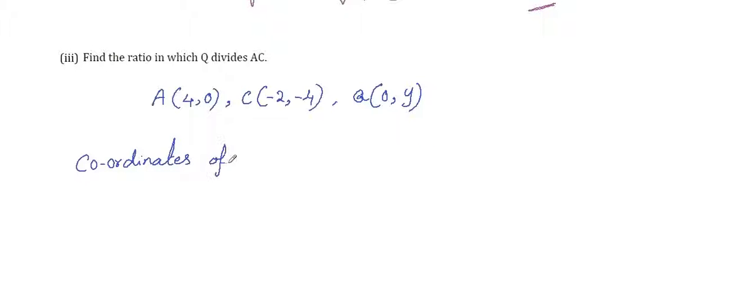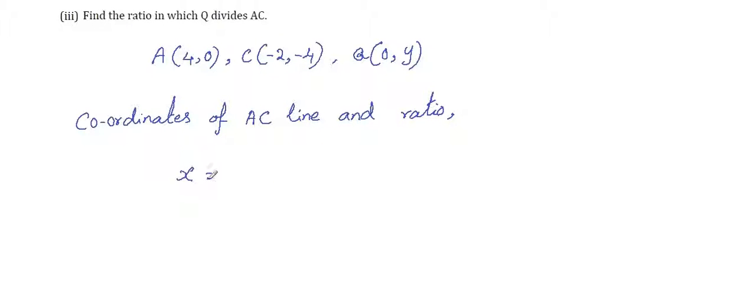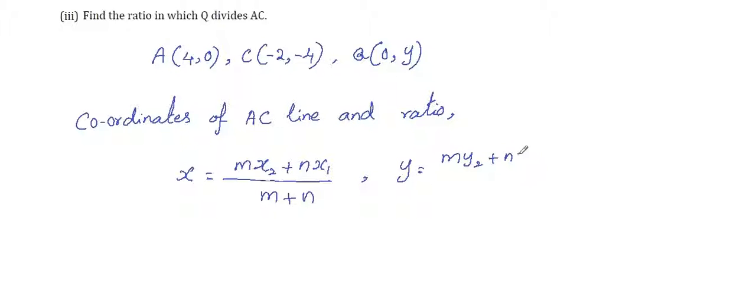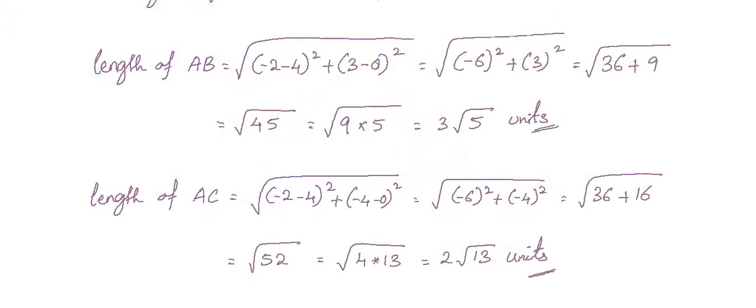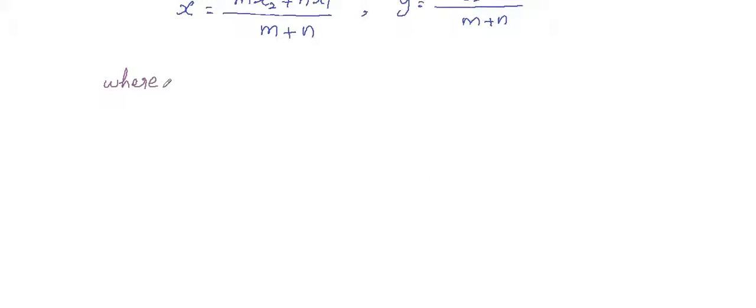Let's use the section formula, the coordinates to ratio formula. The x coordinate equals m into x2 plus n into x1 divided by m plus n, and the y coordinate y equals m into y2 plus n into y1 divided by m plus n. Now substitute the x1, x2 and y1, y2 values here, and also the x, y values, where m to n is the ratio.